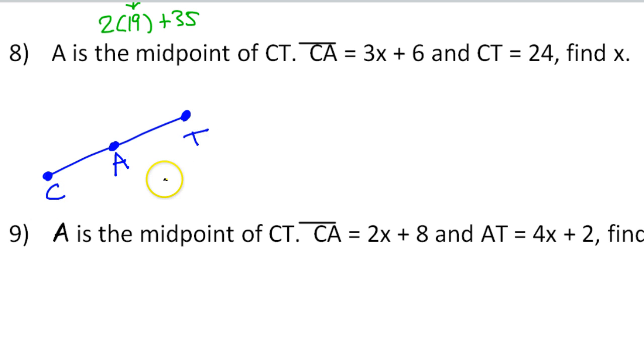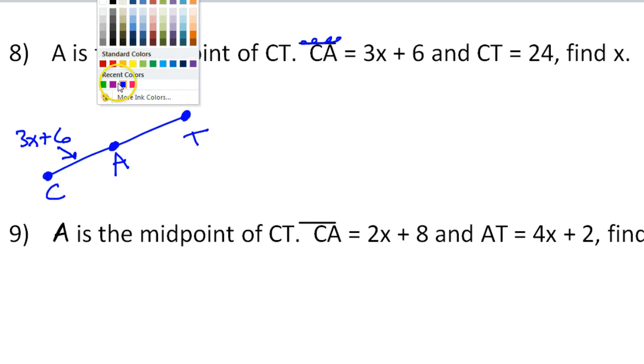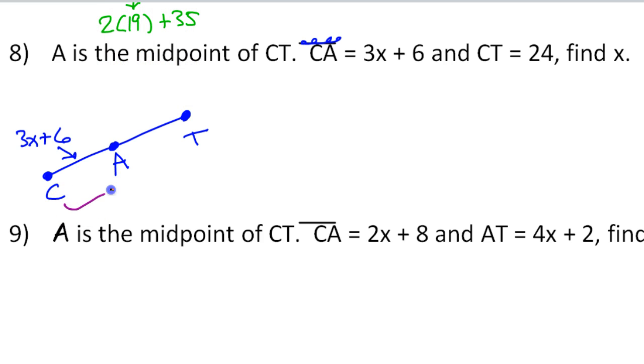That's cute. It spells cat. Anyway, segment CA is 3x plus 6. Well, really they should have just said CA is 3x plus 6. Whatever. So this is 3x plus 6. Okay, and CT is 24. Alright, so the whole thing is 24.